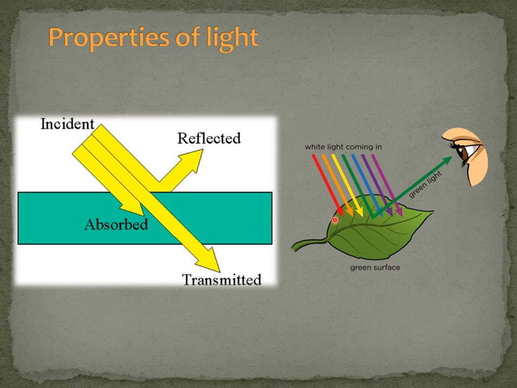When the incident light hits an object, in this case a leaf, our perception of the color of the object is the wavelengths that are reflected. So in this case, this leaf would absorb all or most of the rays except the green. It's the green that is being reflected, so the observer would perceive this object as being green.